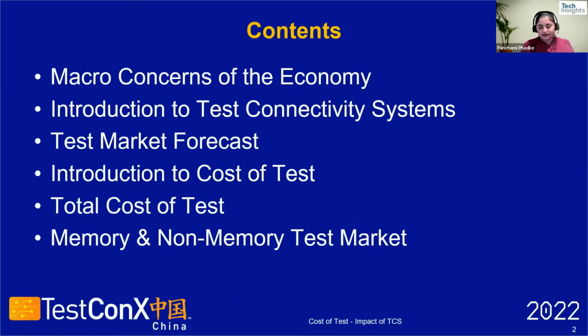Let me give you a brief overview of the presentation. Initially, I will start with some major concerns the world economy is facing right now, then go on to the introduction to test connectivity systems. Later, talk about test market and its forecast. Next, I'll be talking about cost of test, then briefly describe total cost of test, and finally go on to the memory and non-memory side of cost of test.